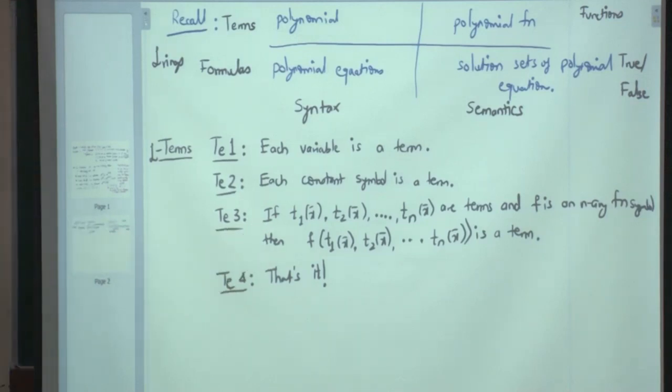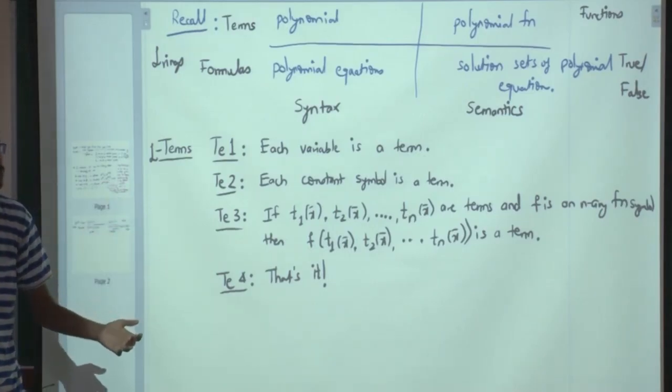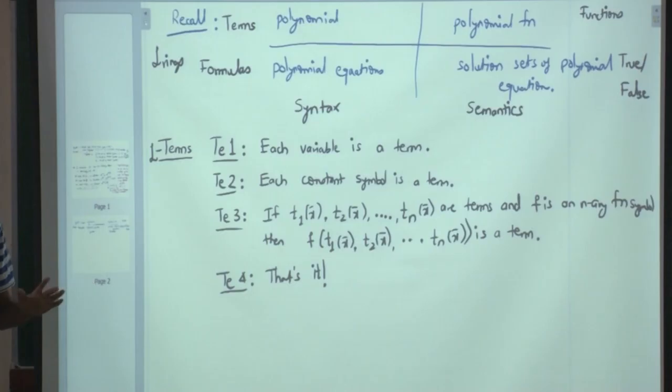If x plus y is a polynomial, then x plus y into x minus y is also a polynomial. So, we are allowed to apply function symbols in iterative fashion. So, in some sense, the function symbols are our basic symbols, whereas terms will give you more derived symbols, derived function symbols.